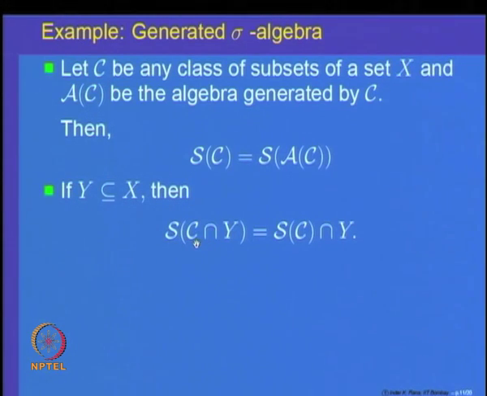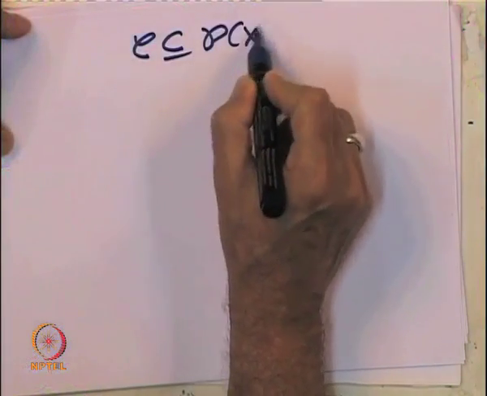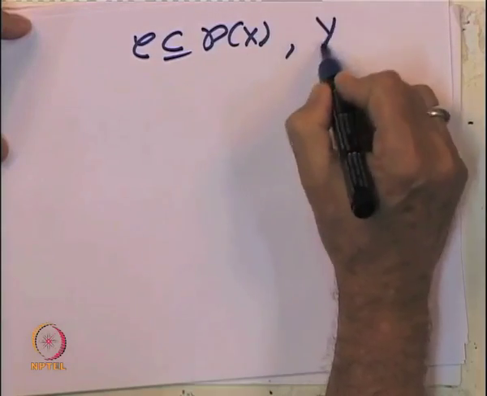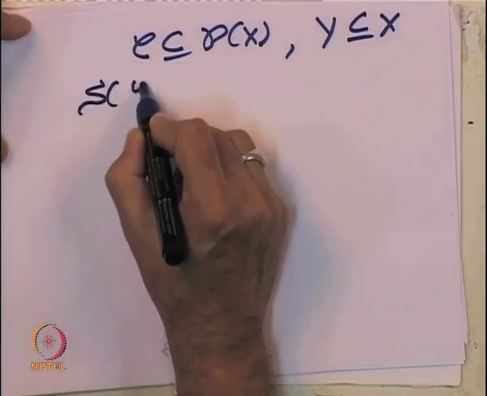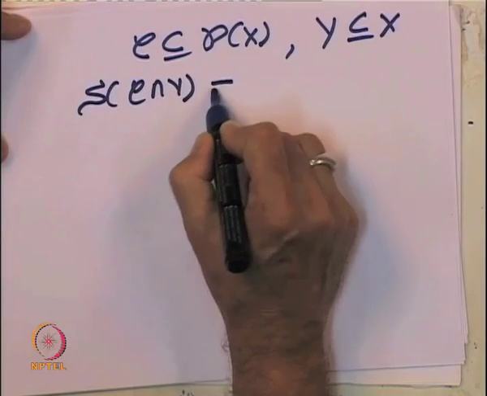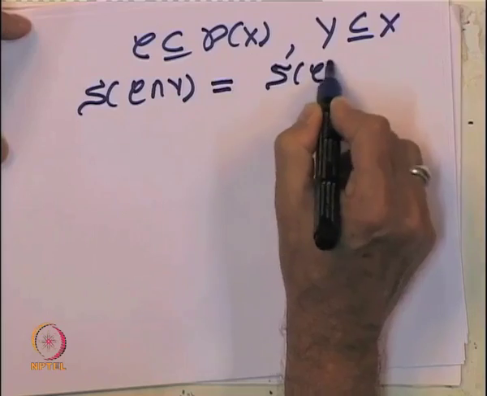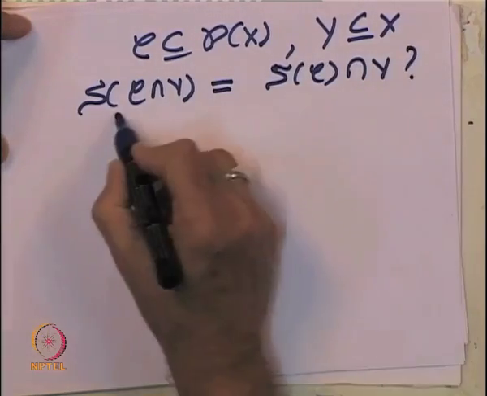So, we are restricting C to Y and then generating the sigma algebra by it, and the claim is it is the same as the sigma algebra generated by C first and then restricting it to Y. So, let us give a proof of this fact. Let X be any set, C a collection of subsets of X, and Y a subset of X. We want to show that the sigma algebra generated by C intersection Y is equal to the sigma algebra generated by C restricted to Y. So, this is what we want to prove.